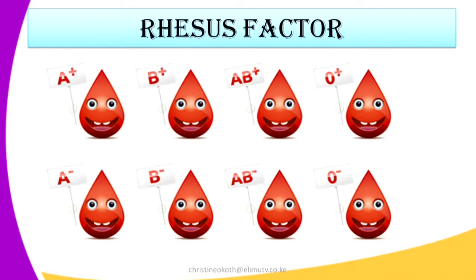The same applies to blood group AB. It means you have the rhesus factors, and AB negative, it means you don't have them. While still the same applies to blood group O. If you have the rhesus factors, you are O positive. If you don't have, you are O negative. So those are the rhesus factors which are found in the four types of blood.